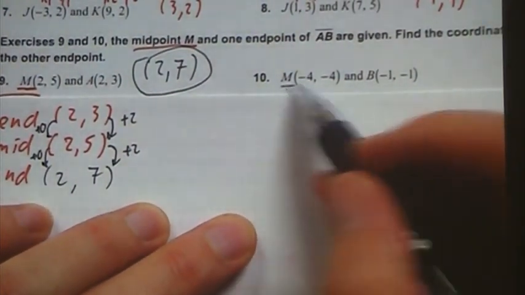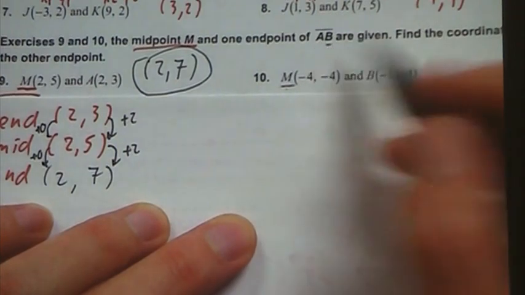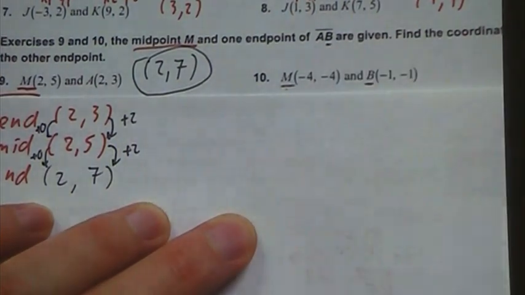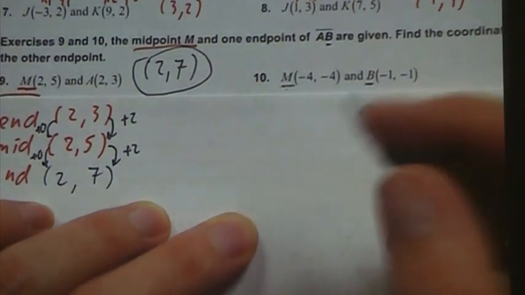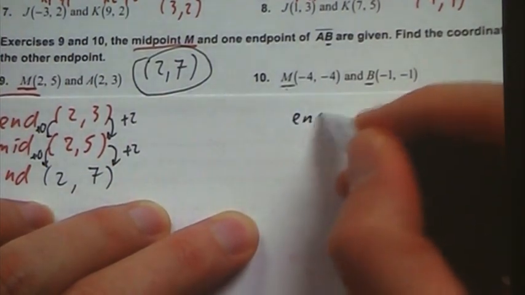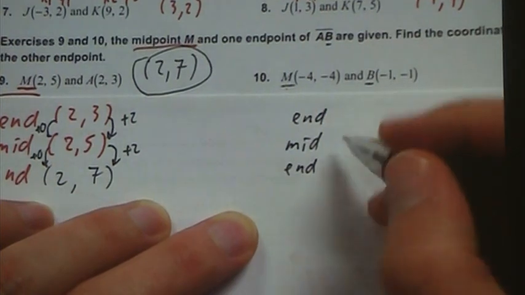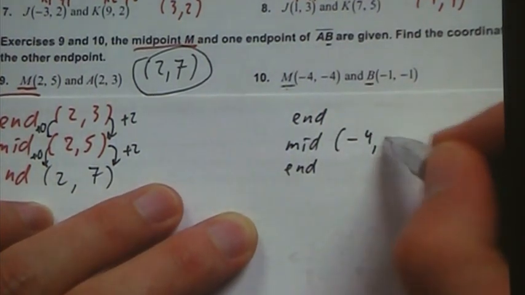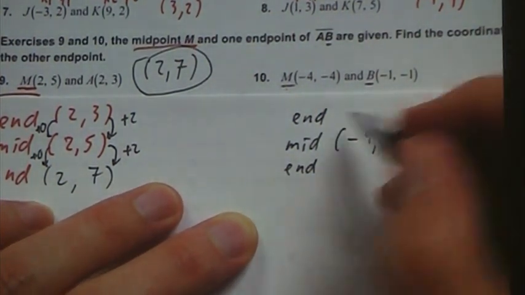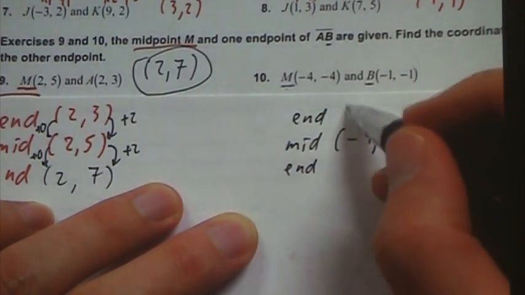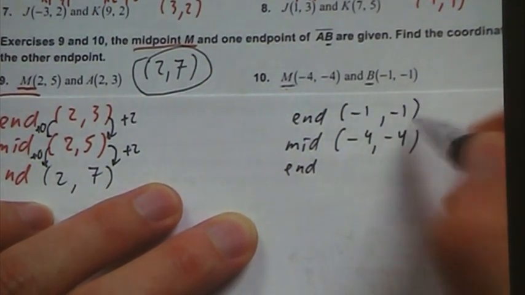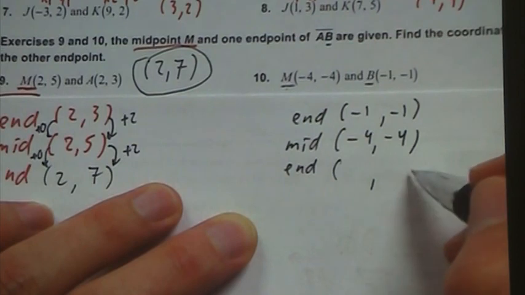That's our midpoint, remember? The endpoints are A and B. Well, there's B, that's one of the endpoints. So we're looking for the other endpoint, which would be A. So we can go end, middle, end. Our midpoint is -4, -4. Ooh, we got some negatives here. B is 1, and where are we going to end up?